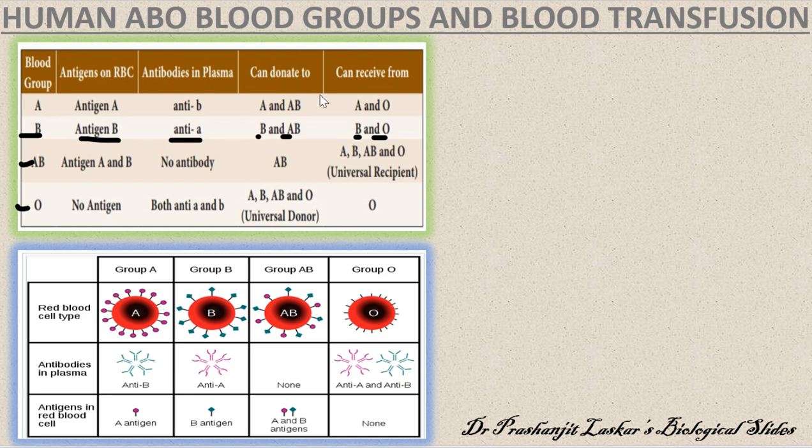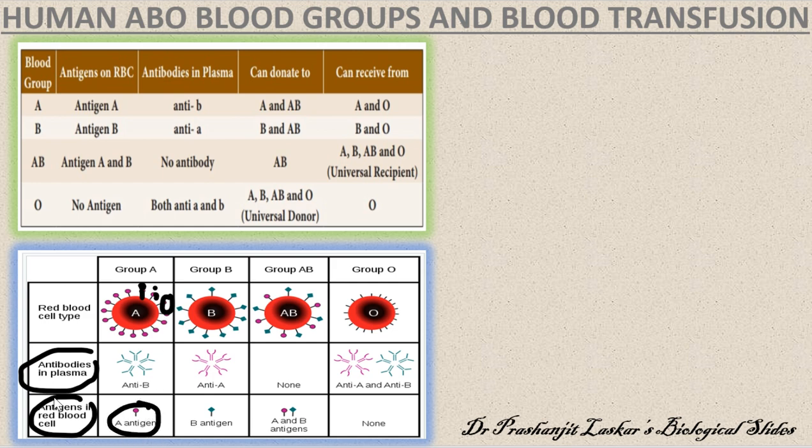And this is about the location. The lower one is mainly reflecting the location of the antibodies and the antigens. So this is the red blood cell and you can see the structures. These are indicating the antigen, and antibodies are mainly present in the blood plasma. So this is about the human ABO blood grouping system, Rh factor and blood transfusion process. Thank you for watching this video.